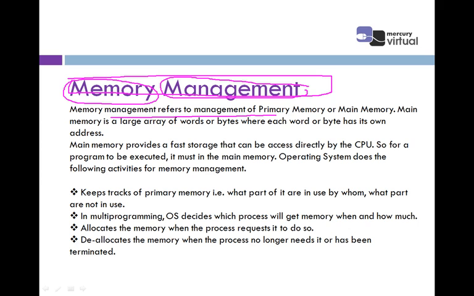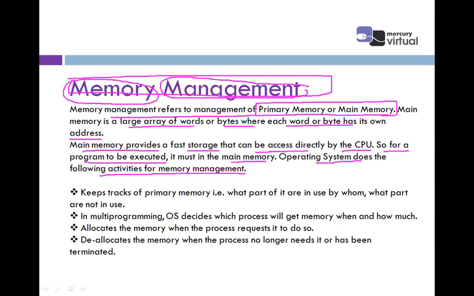Memory management refers to the management of primary memory or main memory. Main memory is a large array of words or bytes where each word or byte has its own address. Main memory provides fast storage that can be accessed directly by the CPU. So these two lines discuss the primary memory and the main memory. For a program to be executed, it must be entered in the main memory. The operating system does the following activities for memory management. In simple terms, memory management includes the following activities.